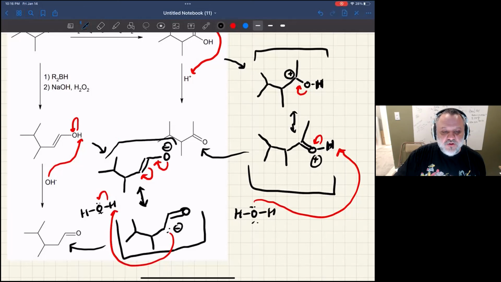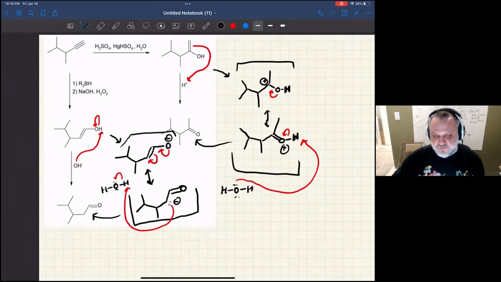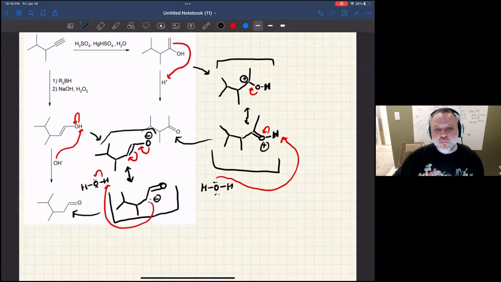Okay, it's important to know these reaction mechanisms, and so be sure to consider them. And again, remember, one of the important parts to think about in these reaction mechanisms is to form intermediates that are compatible with the conditions.